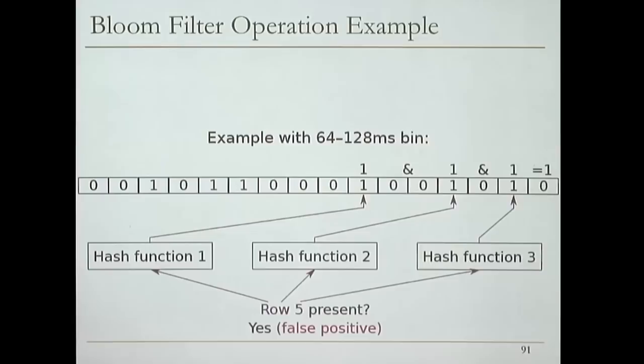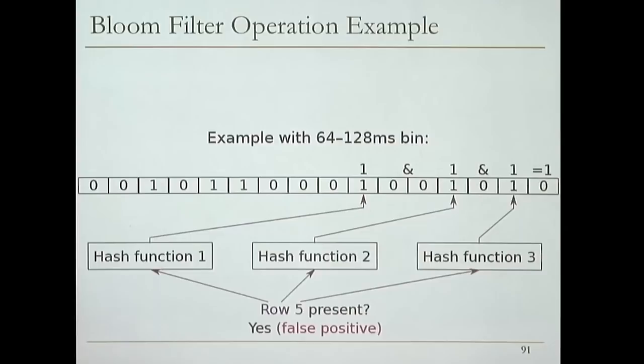Well, too bad. This is a false positive. We didn't have enough bits to distinguish between them, and our hash functions were not good enough. As a result, you get this false positive. So row five is declared present in the Bloom filter, even though it wasn't. This is not bad for reliability, because you're going to refresh it every 64 milliseconds. It's OK.